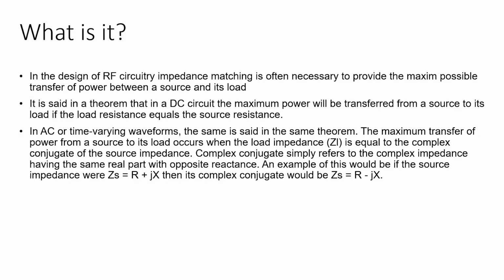An example of this would be if the source impedance was ZS equals R plus jX, as on screen, then its complex conjugate would be ZS equals R minus jX. You can see it's only been a change of a plus and a minus. What you're trying to do is make the source and load see one another, so the source sees this load, and you equal it out essentially to get that maximum power transfer through. Hence the plus and minus.